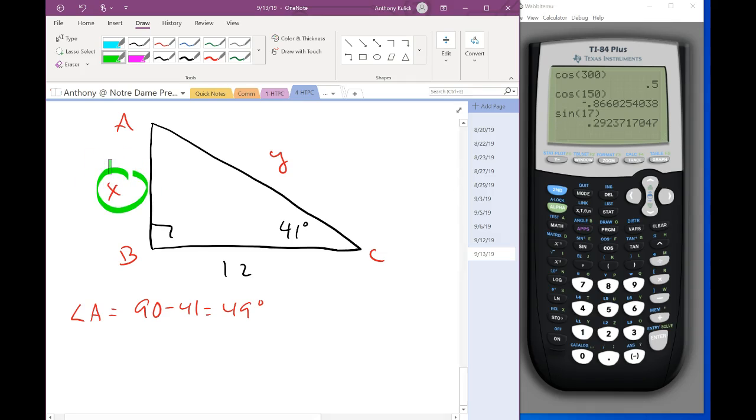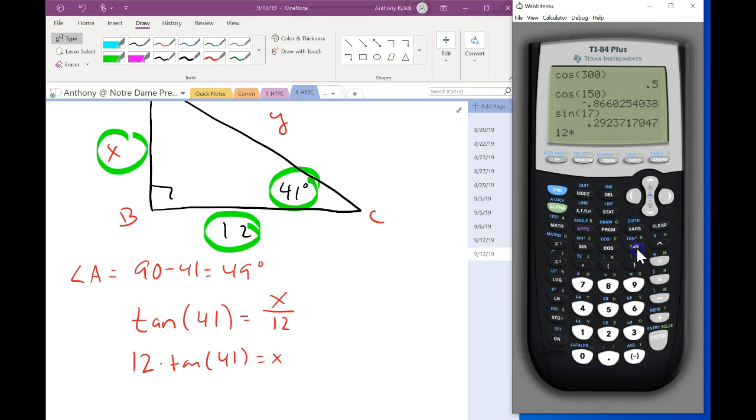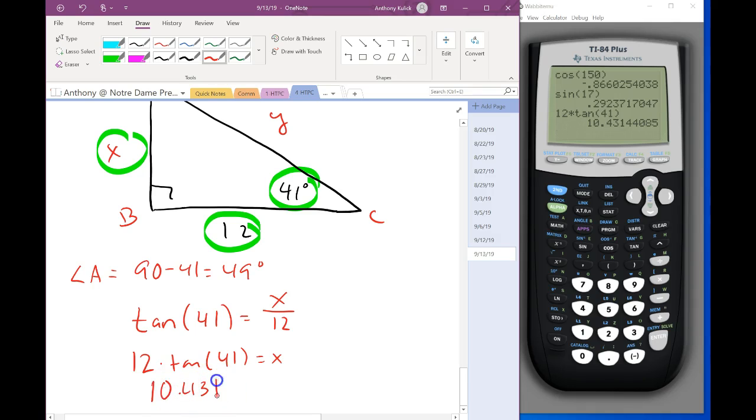So if I'm looking for X, that is the opposite side. The side I know is the adjacent side, and those are all relative to the angle that I know, which is 41. So the trig function I'm going to use is tangent, because that is opposite over adjacent. To solve for x, I'll multiply both sides by 12. That's going to give me 10.431, rounding to 3 decimal places. Everybody okay there?